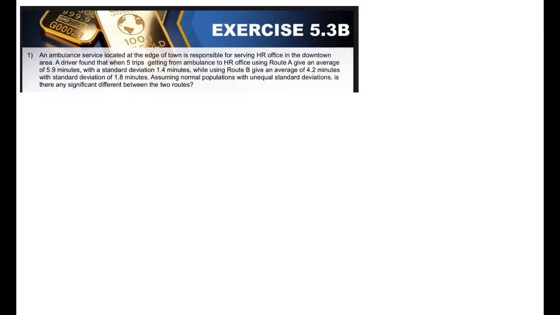Alright guys, let's continue. Exercise 5.3b. So I'll show you how to solve exercise 5.3b, or we can do it together. So get ready with your pen or pencil and a piece of paper. Right, so we do it together.